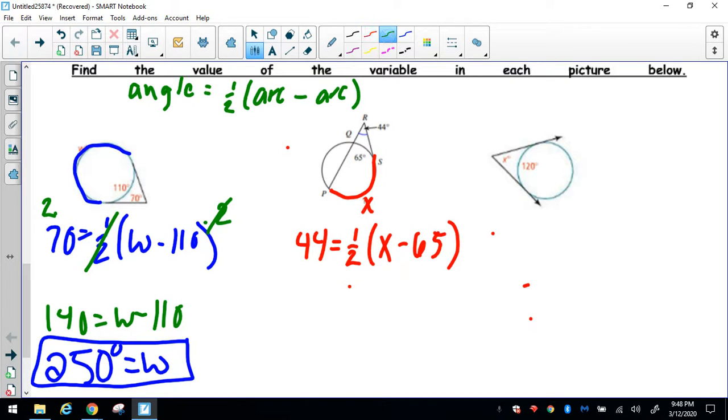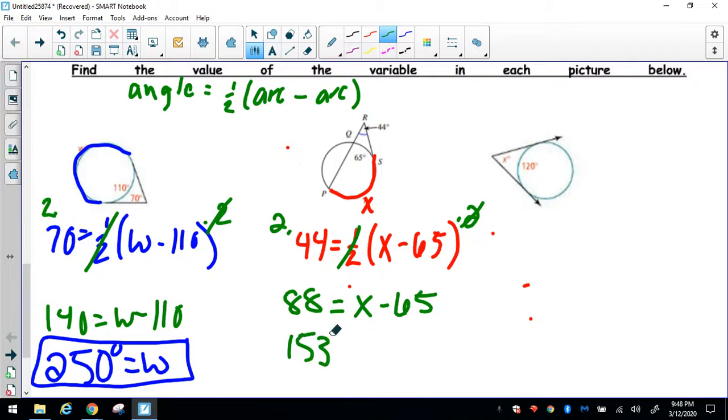And just like before, I don't really want to deal with a half of an X. So rather than distribute, I'm going to multiply both sides by 2. Your half and your 2 will cancel on the right. So you just have X minus 65. 2 times 44 is 88. And then do a little bit of addition. 88 plus 65. And you get that 153 is the measure of the arc that I labeled X. So 153 degrees for that one.